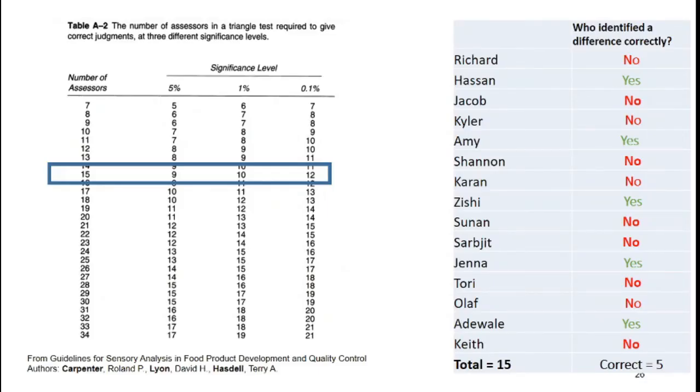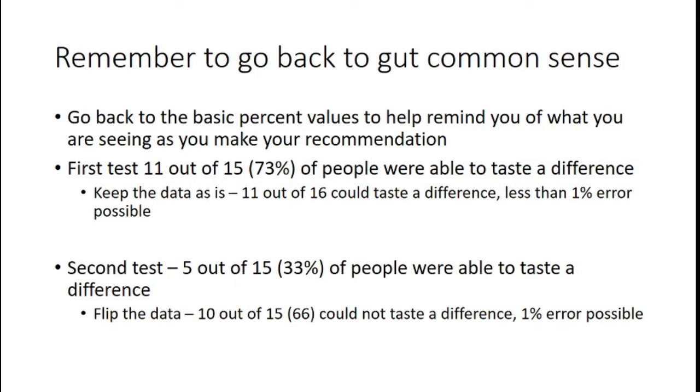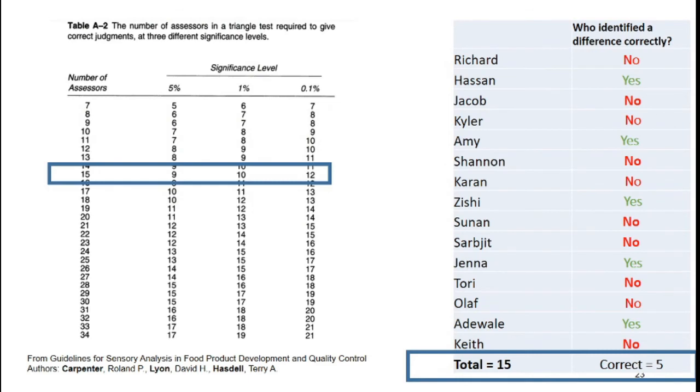I always say go back to your gut common sense. Really think about what that data looks like and what does an individual result mean. And so if we jump back and say, if Hassan was able to tell the difference, what does that mean? It means that 1, 2, 3, 4, 5 people could tell the difference. 5, go back to those percents. Those percents, while they're not the whole picture, help really give the intuition behind how to do this data analysis.